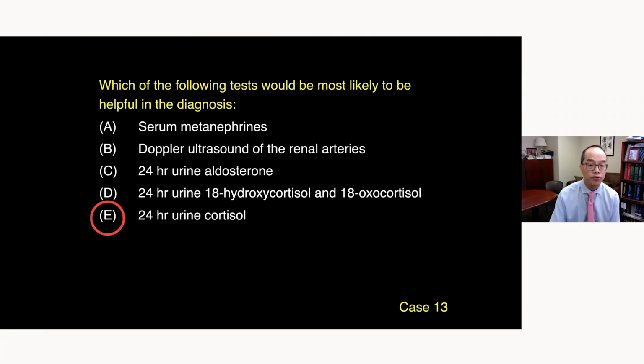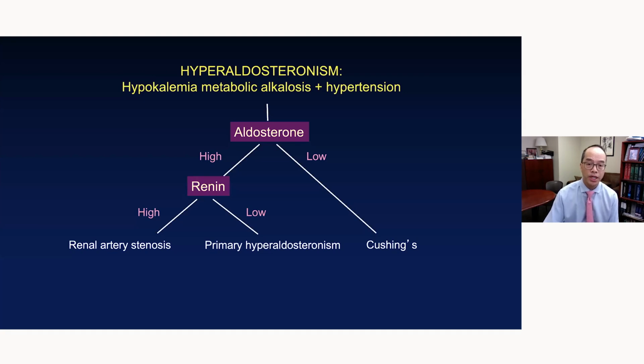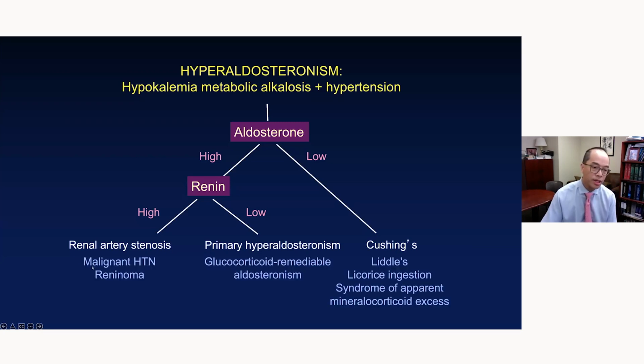And the answer is 24-hour urine cortisol. So in a patient with hyperaldosteronism, this can either be caused by high renin causing a high aldo, so secondary hyperaldosteronism. The most common cause is renal artery stenosis, but this can also occur with a reninoma or in the acute phase of malignant hypertension. It can also be caused by primary hyperaldosteronism, where the renin is secondarily suppressed, low renin, high aldosterone. And this can be mimicked by the rare condition of glucocorticoid remediable aldosteronism.